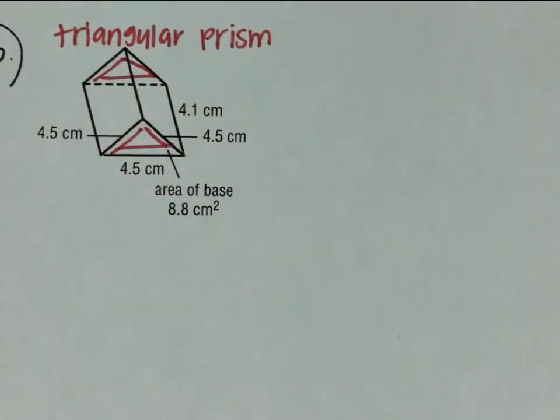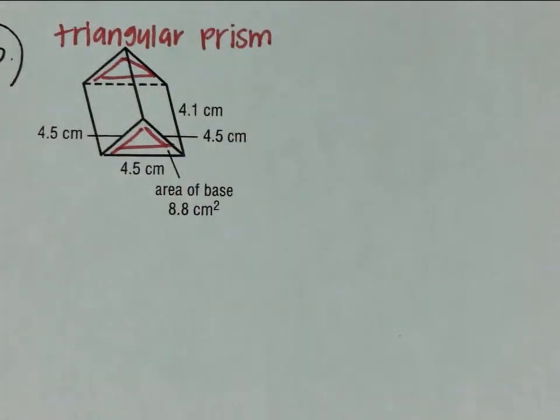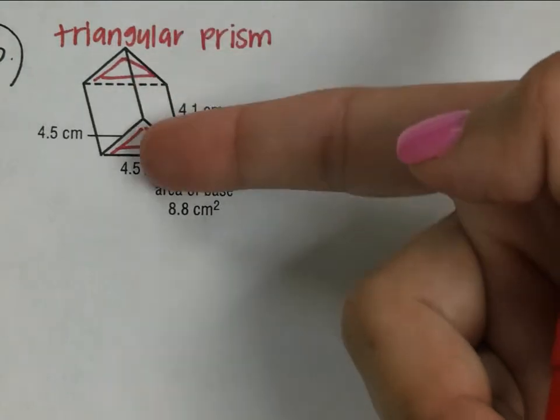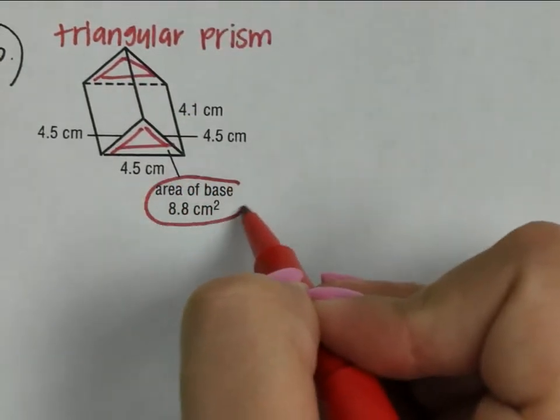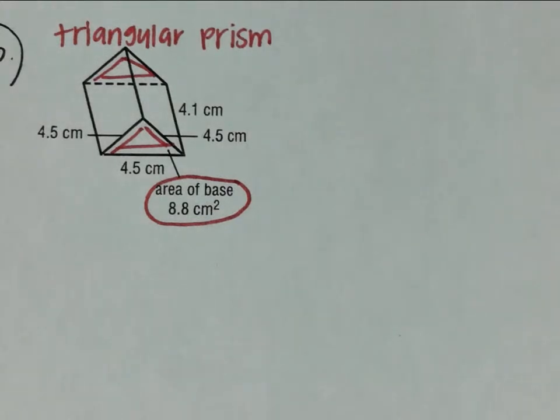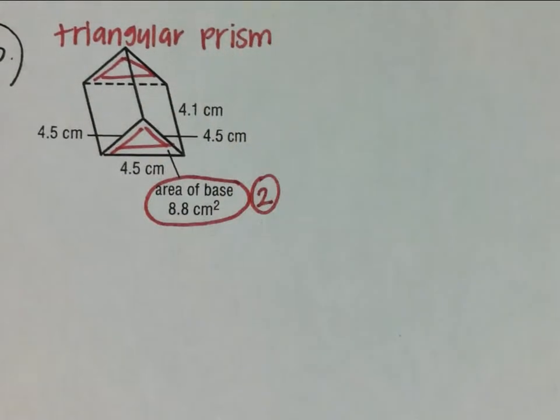So the first thing I need to do is normally I find the area of my triangles first, my bases. Did they already do that for me though? Yes, they told me that the area of the base, which is that triangle, is 8.8. And how many triangles do I have? 2. So I'm going to put a little 2 right there next to it and circle it to tell me that I've got to add those twice.